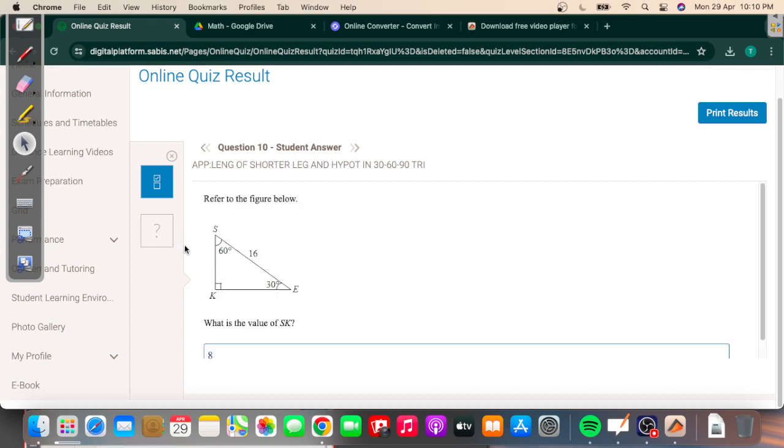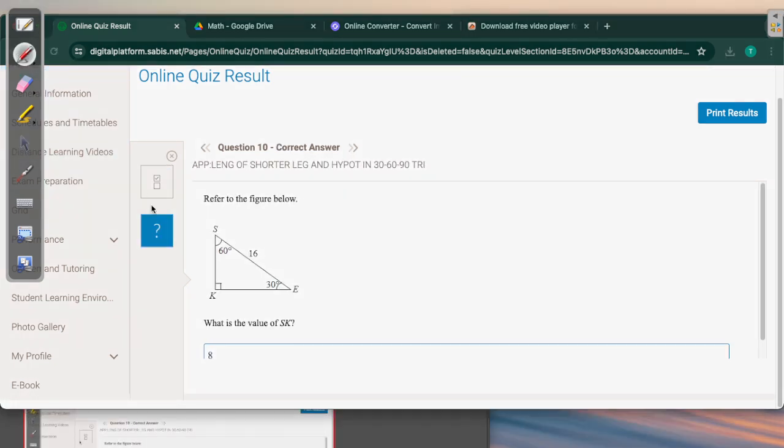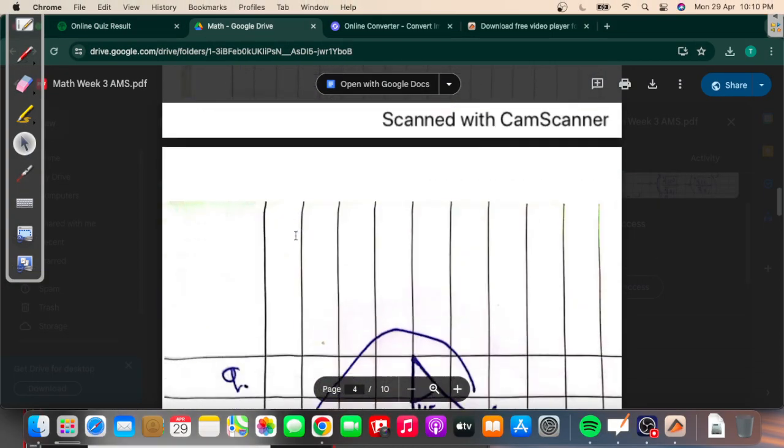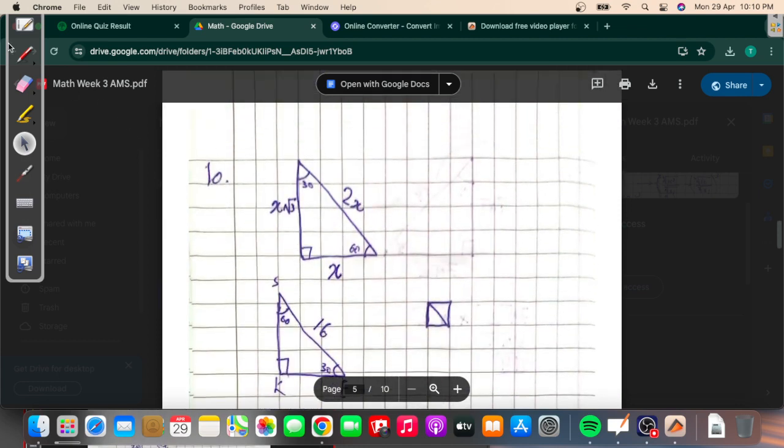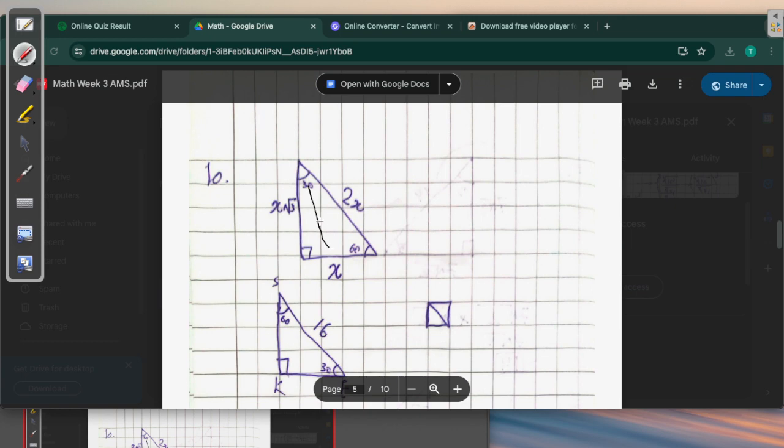Again, if it's a Pythagorean theorem question, they will be skipped because you guys should know how to do them by now. Now, this is a 30, 60, 90 triangle. You guys should know what they are. If you don't, let me remind you. In a 30, 60, 90 triangle, the side opposite to the 30-degree angle is x, the hypotenuse is 2x, and the side opposite to the 60-degree angle is x radical 3. An easy way to memorize it is the side between the 90 and the 60 is x, the side between the 90 and the 30 is x radical 3, and the hypotenuse is 2x.